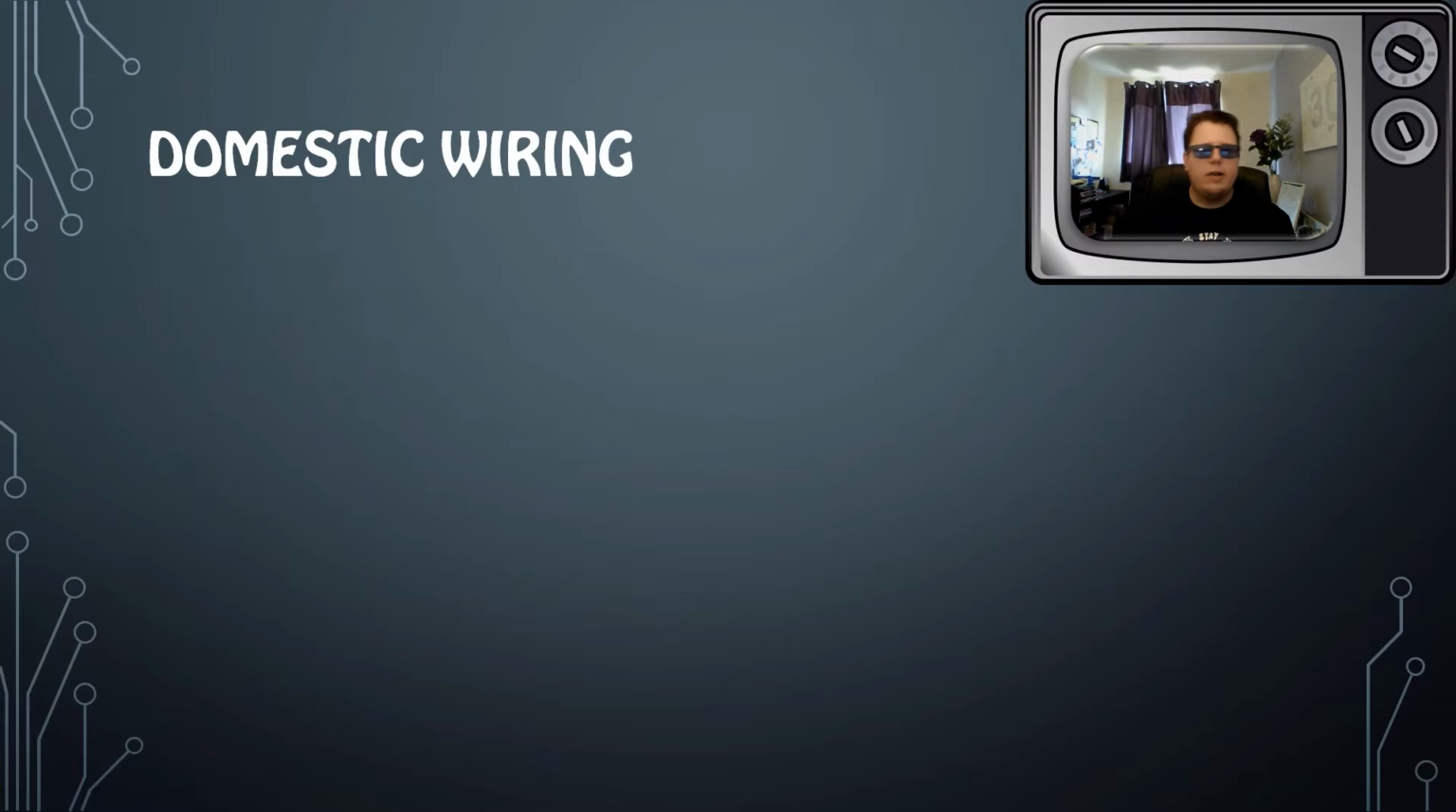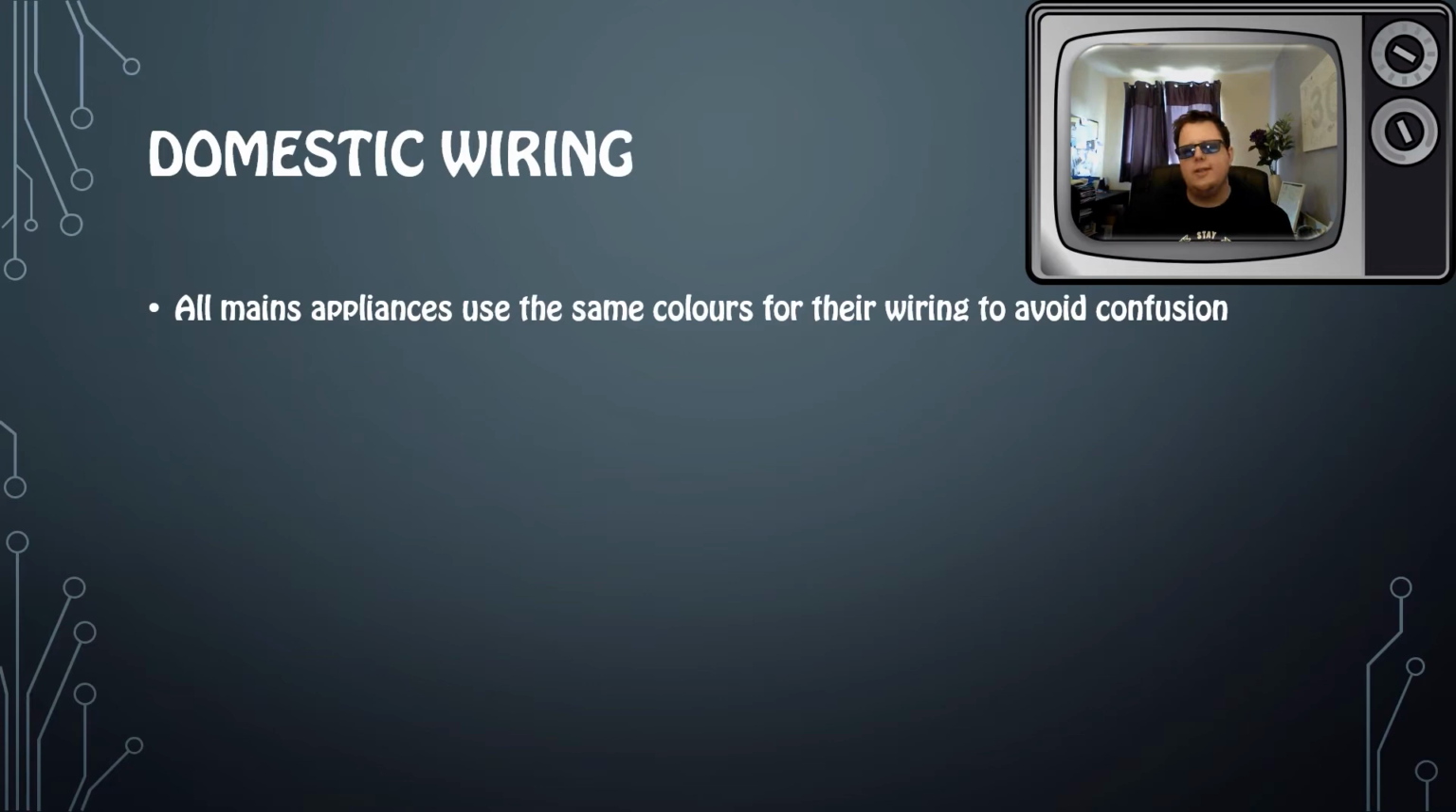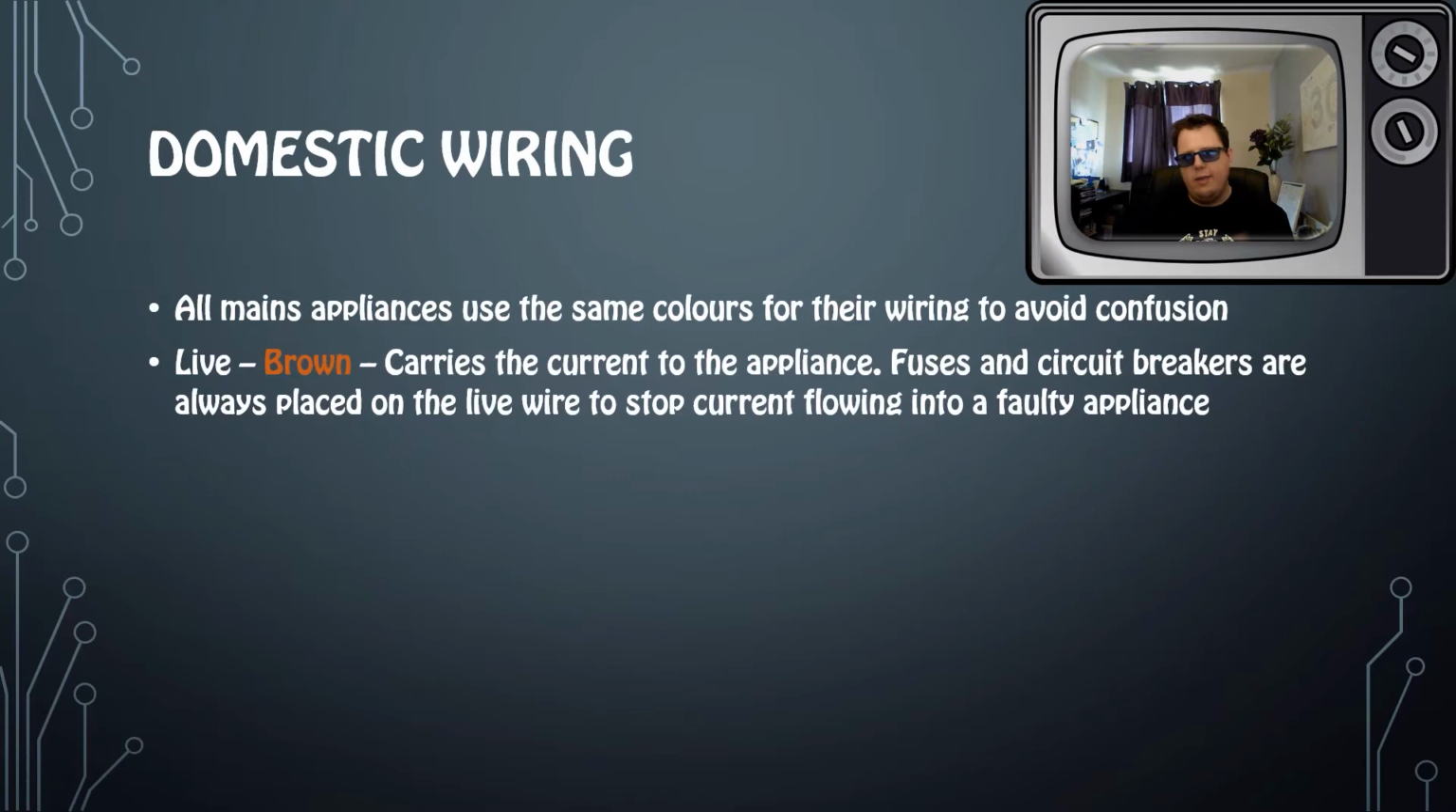Okay, so domestic wiring then. All mains appliances should now use the same colours of wires. If they're made and bought within Europe, within the UK, they will use the same colours to avoid confusion. We have a live wire. Now the live wire is brown, and this carries current to the appliance. We place our fuses and our circuit breakers always on the live wire, because ultimately we want to stop the current making it into the faulty appliance.